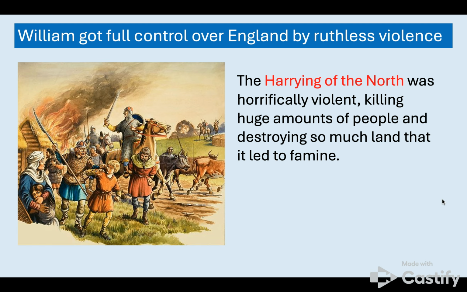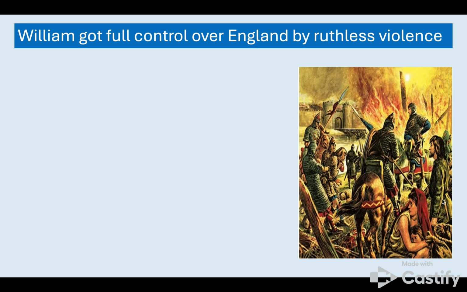And the way that the Normans used violence here is used by many to suggest, well, this is what they were really like. This was their main strategy. When they had trouble getting control, they turned and resorted to violence. And there's no disputing that the harrying of the North was absolutely horrifying.